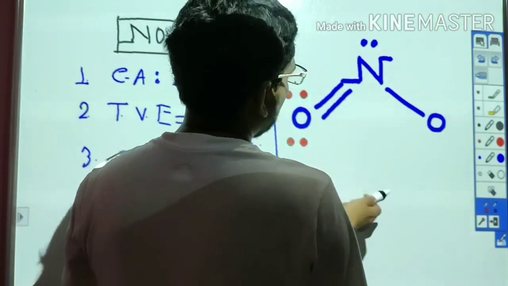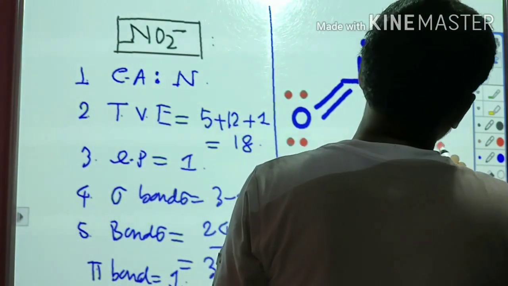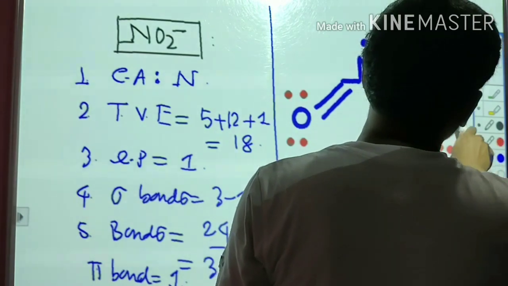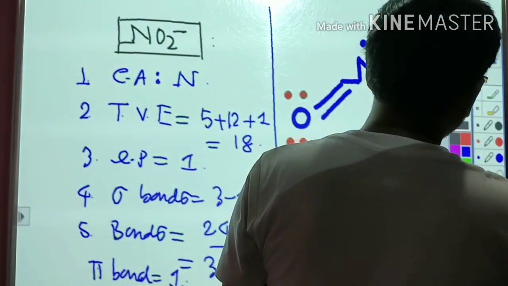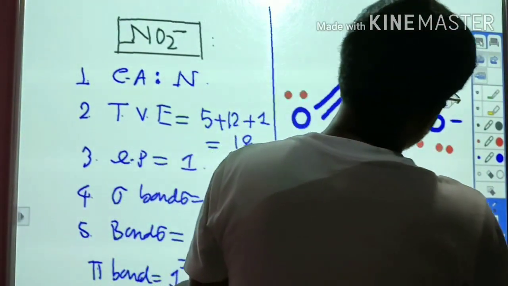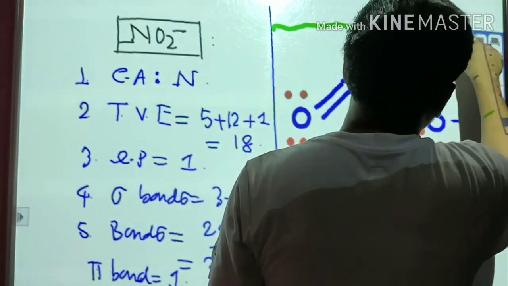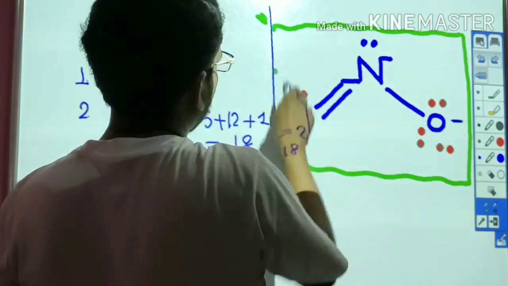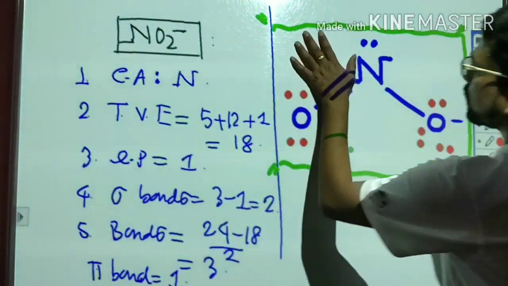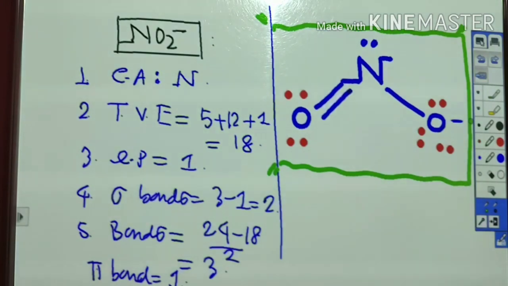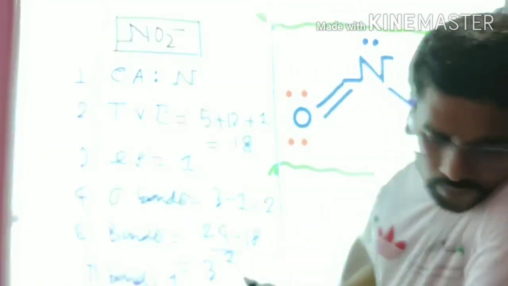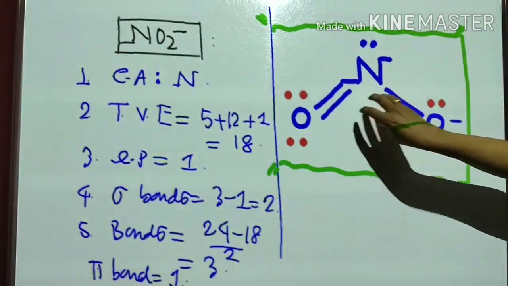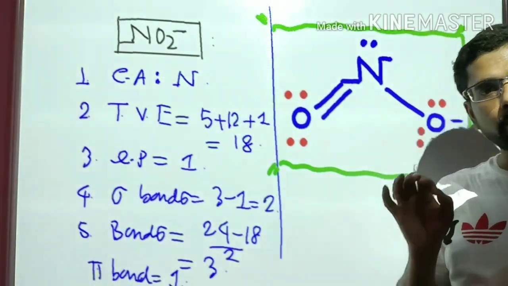Structure is done. Now you just put the lone pairs of electron here: 1, 2, 3, 4, and 1, 2, 3, 4, 5, 6. This oxygen will carry the formal charge minus, and nitrogen won't have any formal charge. So this is the structure for NO2 minus. I hope you understand. You can put the pi bond either here or here, that does not matter. It will give you the same structure.